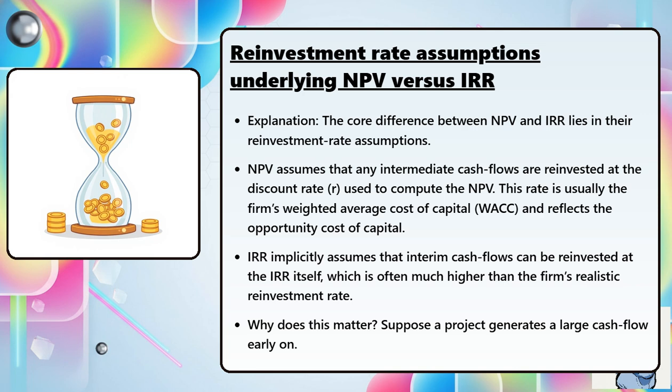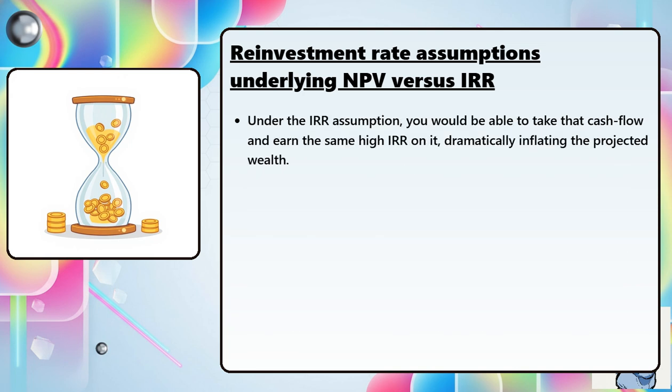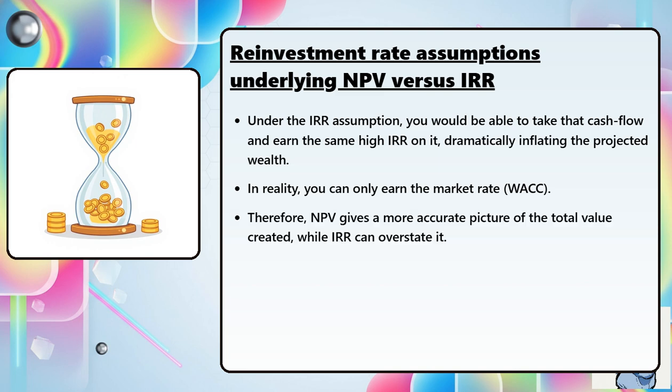Why does this matter? Suppose a project generates a large cash flow early on. Under the IRR assumption, you would be able to take that cash flow and earn the same high IRR on it, dramatically inflating the projected wealth. In reality, you can only earn the market rate, WACC. Therefore, NPV gives a more accurate picture of the total value created, while IRR can overstate it.